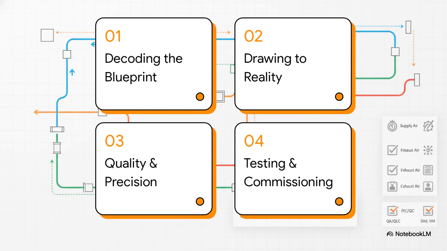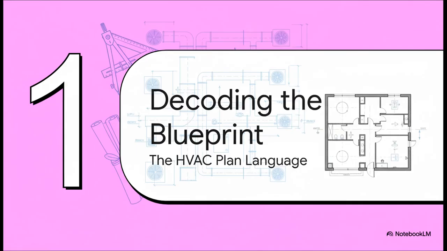So here's our game plan. We're going to tackle this in 4 key stages. First up, we'll decode the blueprint's language. Then we'll turn that plan into a real-world installation sequence. After that, it's all about quality and precision with smart scheduling. And to wrap it all up, we'll bring the entire system to life through final testing and commissioning. Okay, let's dive right in.